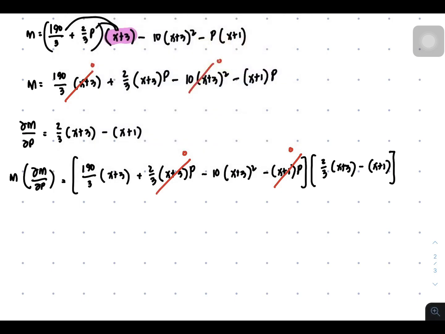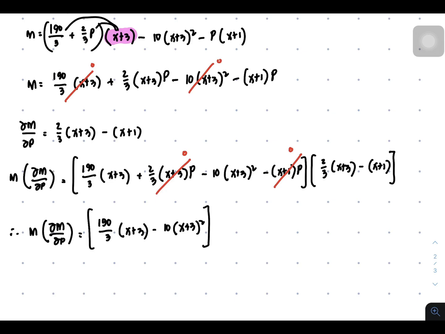So therefore the final equation for this segment is 190 over 3 times x plus 3 minus 10 times x plus 3 squared, times 2/3 of x plus 3, rather, minus x plus 1.